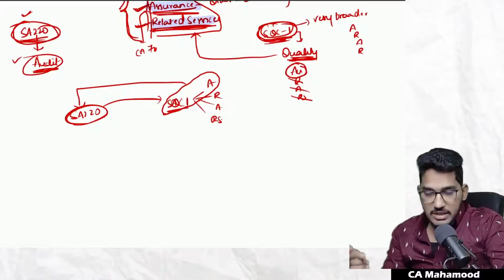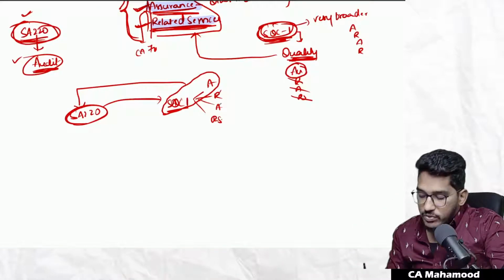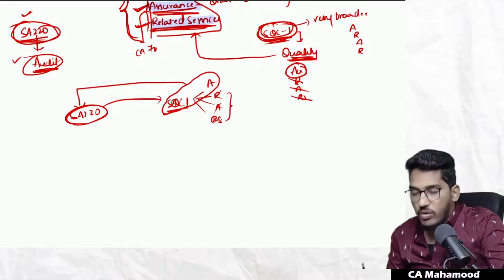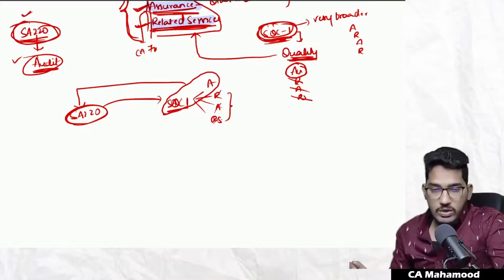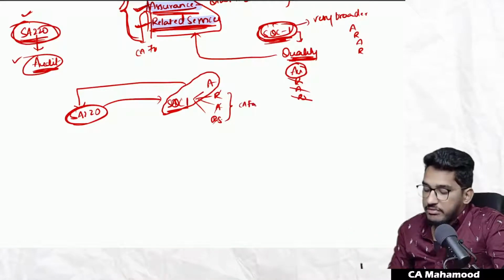We need not understand how to maintain quality regarding review, assurance, related services. Why? Because these are not a part of our syllabus. We don't know review assignment, we don't know assurance assignment, we don't know related services. These are part of the syllabus for CA final.